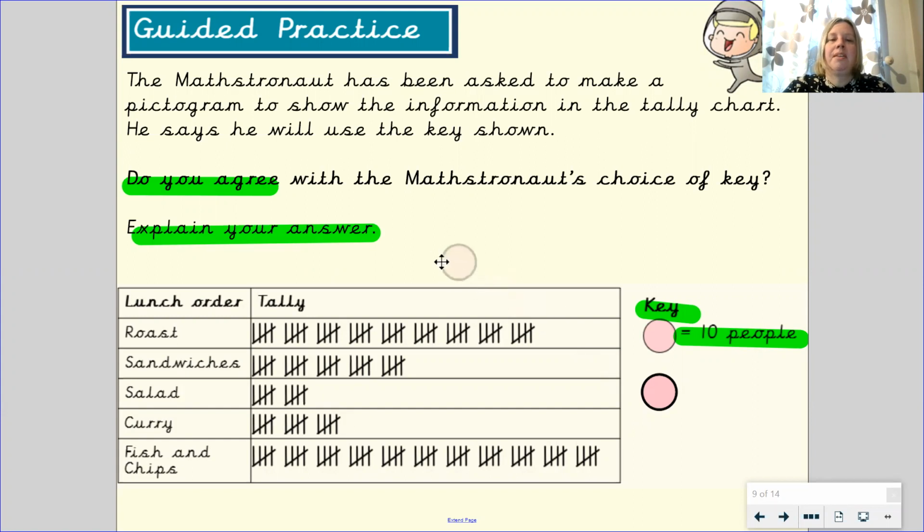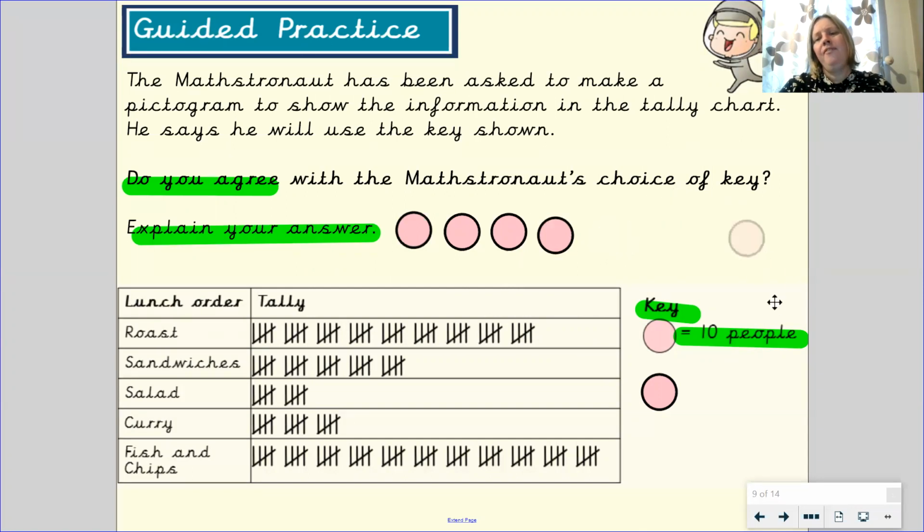Count with me. 10, 20, 30, 40. Oh, I've shown 40. But if I put another symbol there to represent it, it would give me 50, which is too many. If I take that away, it is only 40. What could I do so that I could represent 45?